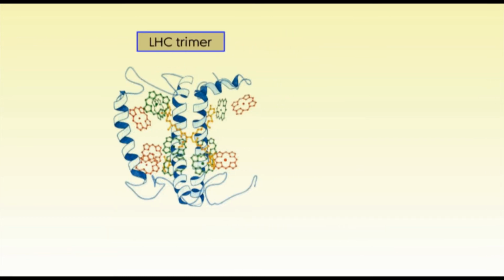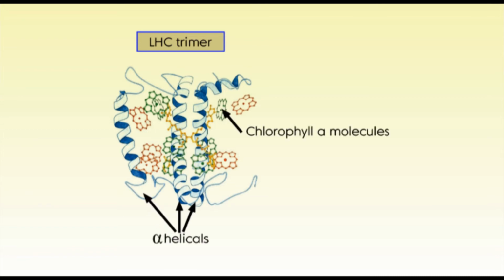Shown here is a monomer viewed in the plane of the membrane with its 3 transmembrane alpha helical segments, 7 chlorophyll A molecules, 5 chlorophyll B molecules, and 2 molecules of the accessory pigment lutein, which form an internal cross brace.